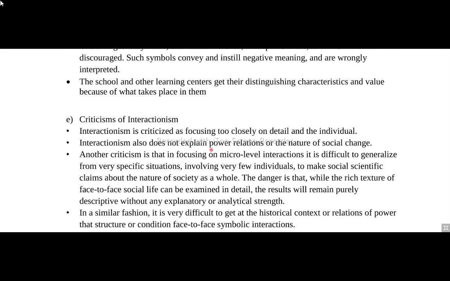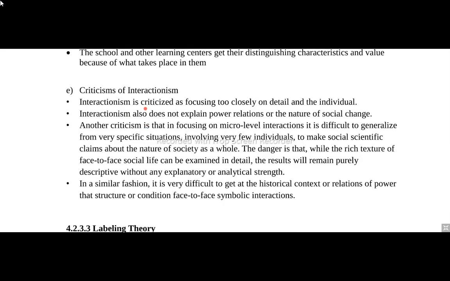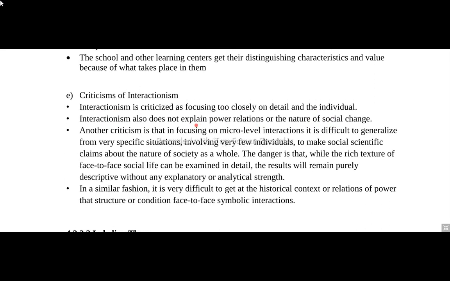Criticism of interactionism. Interactionism is criticized as focusing too closely on details and the individual, instead of focusing on other things. Interactionism also does not explain power relations or the nature of social exchange. So it does not address the power relationship, who is in charge and who is under the other. It only focuses on how you interact with each other.